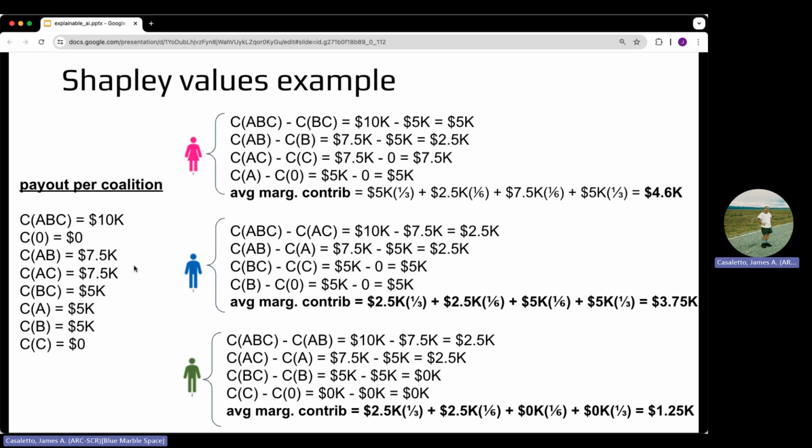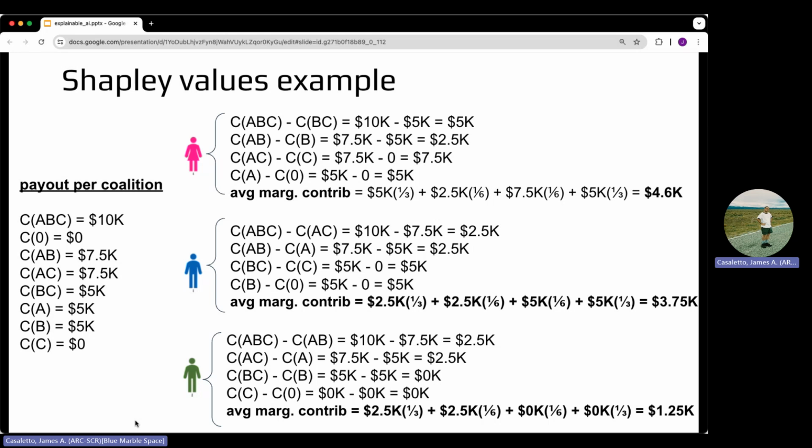If Alice and Bob form a coalition of two, that's a collection of A and B, or coalition of A and B, they win $7.5 thousand. Alice and Charlie win $7.5 thousand, and Bob and Charlie win $5,000. If Alice plays by herself, that's the C of A, she wins $5,000, and so does Bob. If Charlie plays alone, he wins $0. Again, these are fictitious values, but we present them here just as an example. So to calculate the weighted average marginal contribution for Alice, we examine the payout for all coalitions she's a part of and subtract the payout for the coalitions she's not a part of.